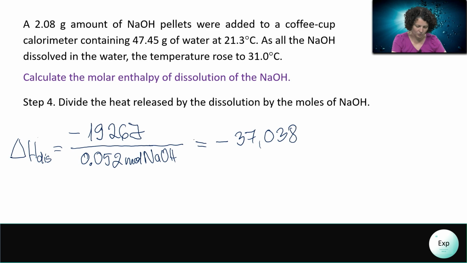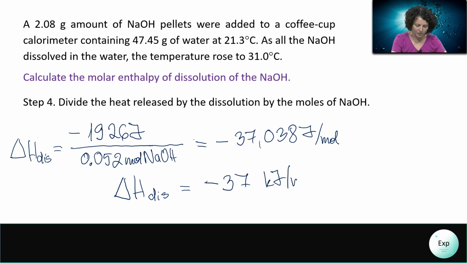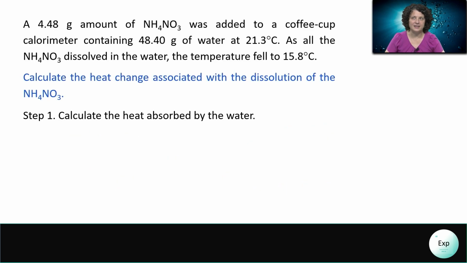37,038 joules per mole. Because it is a fairly large number, it makes a lot more sense for us to express the enthalpy change of the solution as kilojoules per mole, minus 37 kilojoules per mole. If we want to know how successful our experiment was, we can always look up the enthalpy of the solution for the sodium hydroxide in water and compare our determined value to the accepted true or literature value. Let's move on to our second experiment.